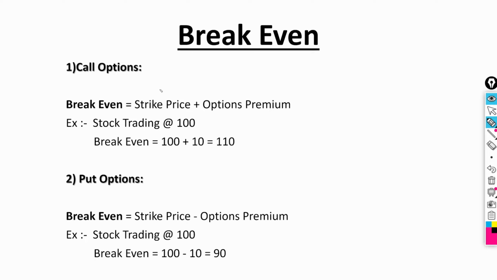Let us summarize what we learned so far. For a call option, to calculate the break-even point, we take the strike price plus the option premium. Here is an example, you can have a look. To calculate the put option break-even point, you take the strike price minus the option premium, whatever premium we paid to buy the option. Then we get the break-even point for the put option. There is an example over here, you can have a look.